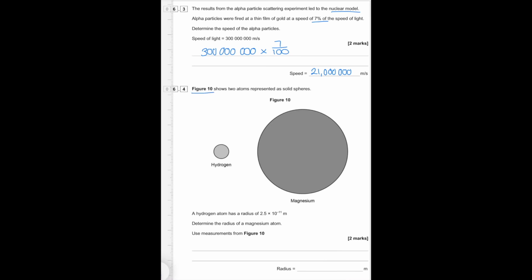Now we have figure 10, which represents two solid spheres, one of hydrogen and one of magnesium. A hydrogen atom, we're told, has a radius of 2.5 times 10 to the minus 11 meters. And we've got to determine the radius of a magnesium atom by using a comparison of our hydrogen. So if we measure our hydrogen to start with, we can see the hydrogen is 0.9. So if we divide that by 2, because that's the diameter, it gives us a radius of 0.45.